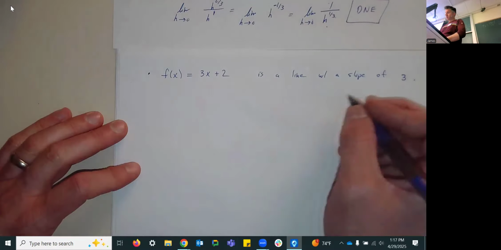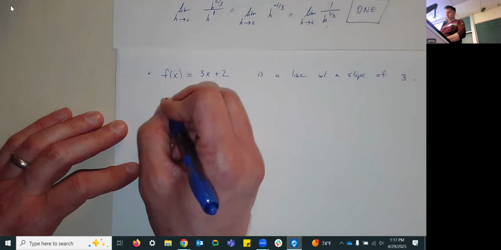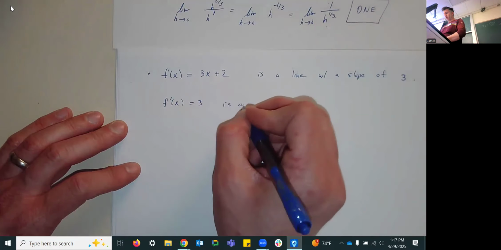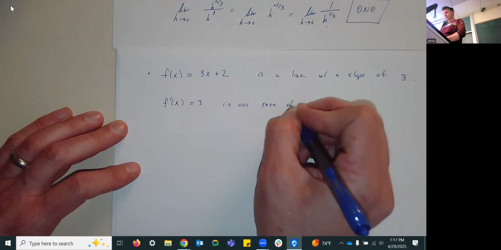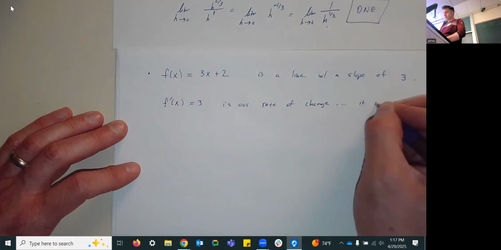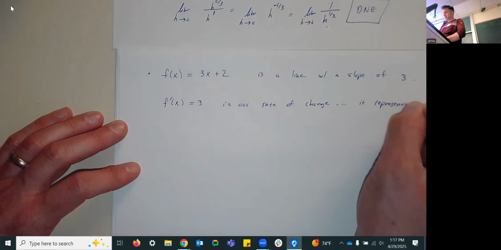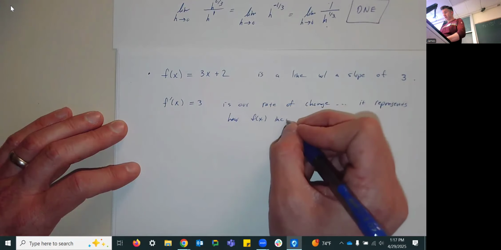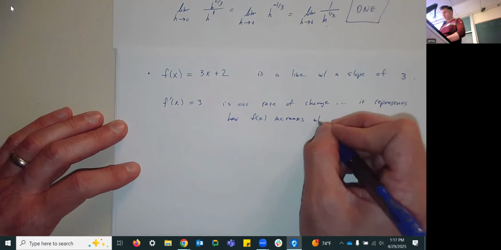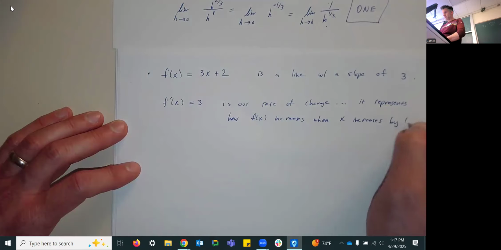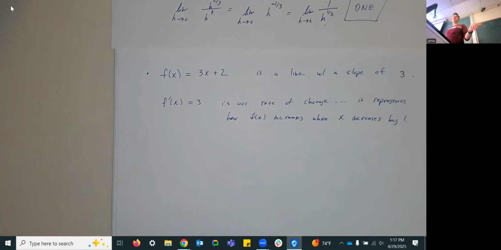So your derivative here, f prime of x equals 3, is our rate of change. It represents how much f of x increases, or decreases if it's negative, when x increases by 1. So every time x increases by 1, y increases by 3. For this function, which is a straight line.